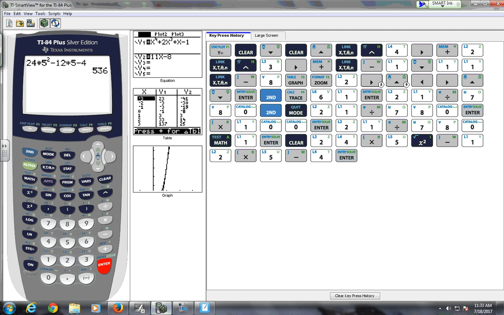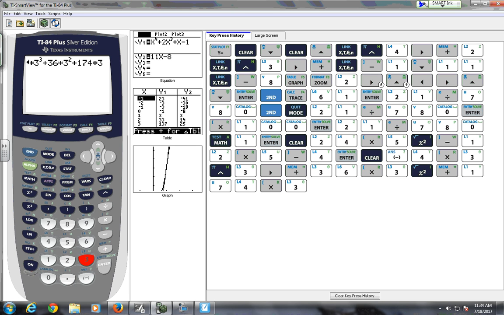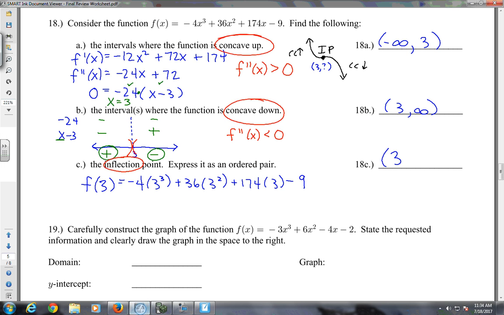How about we type this one into our calculator? I'm not going to attempt to do that one in my head. So we have negative 4 times 3 cubed plus 36 times 3 squared plus 174 times 3 minus 9. We end up with 729. So at the point 3, 729, we would be able to see that bend in the curve.